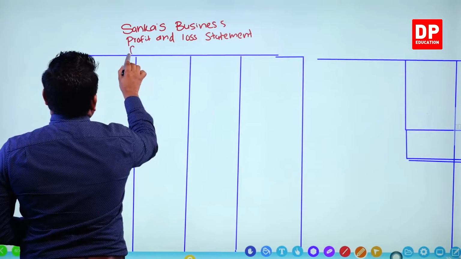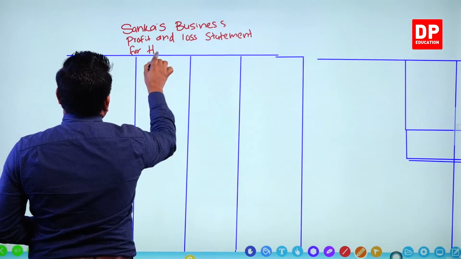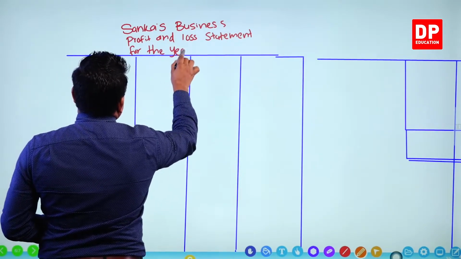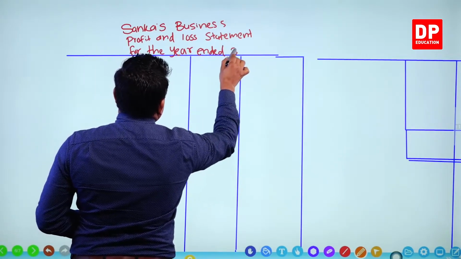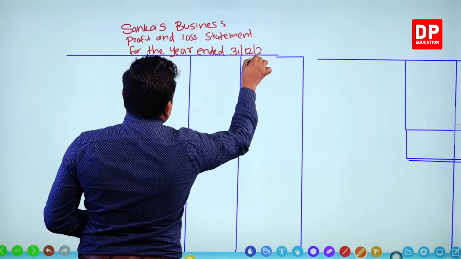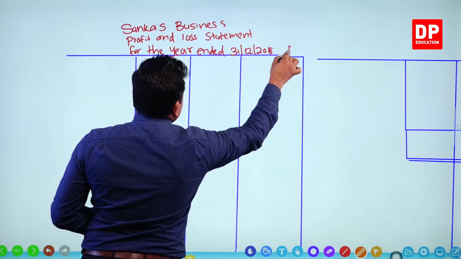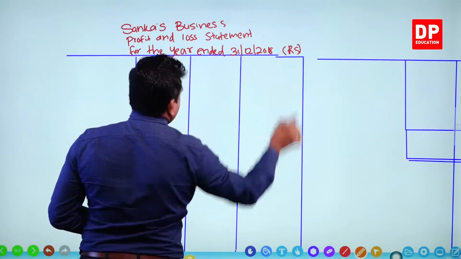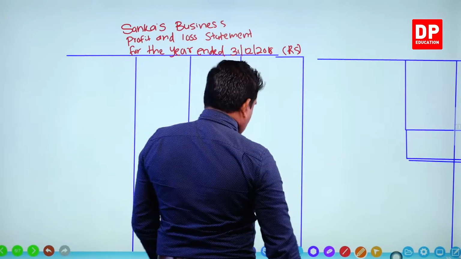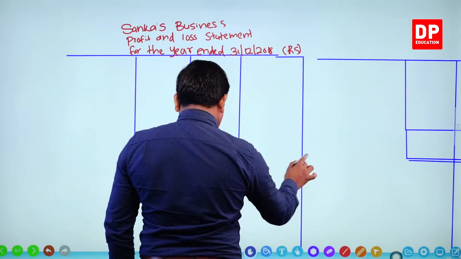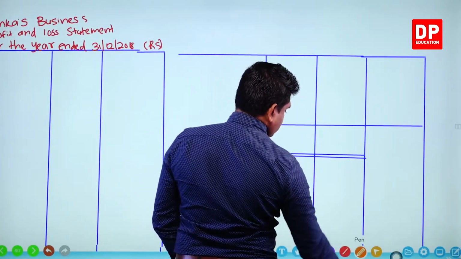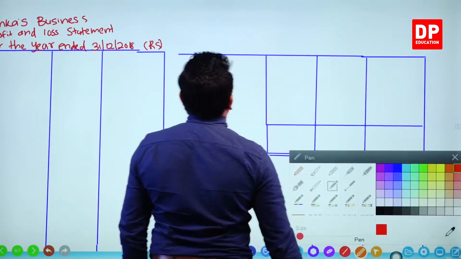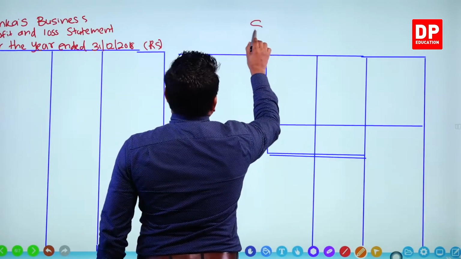For the year ended, when? 31st December 2018. It is the time period, rupees, right? Now here also you can write Sankar's business.